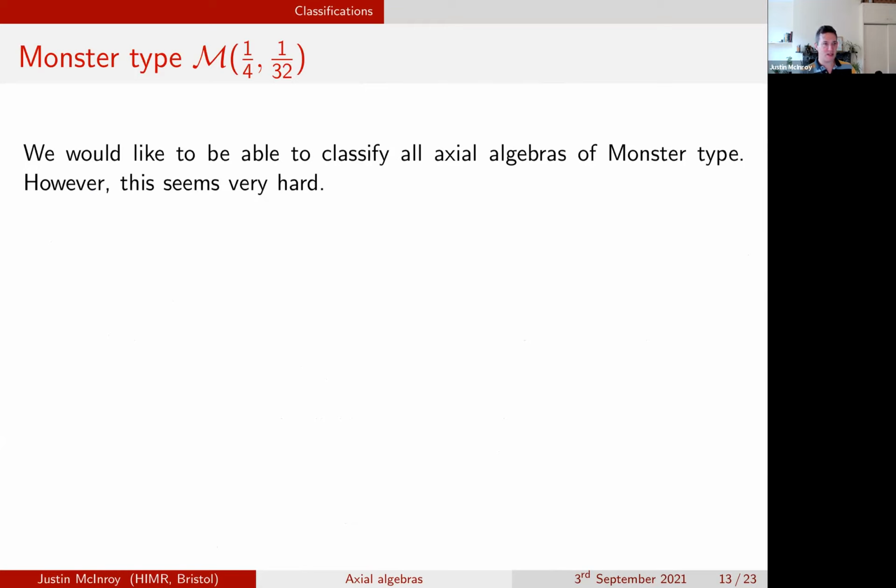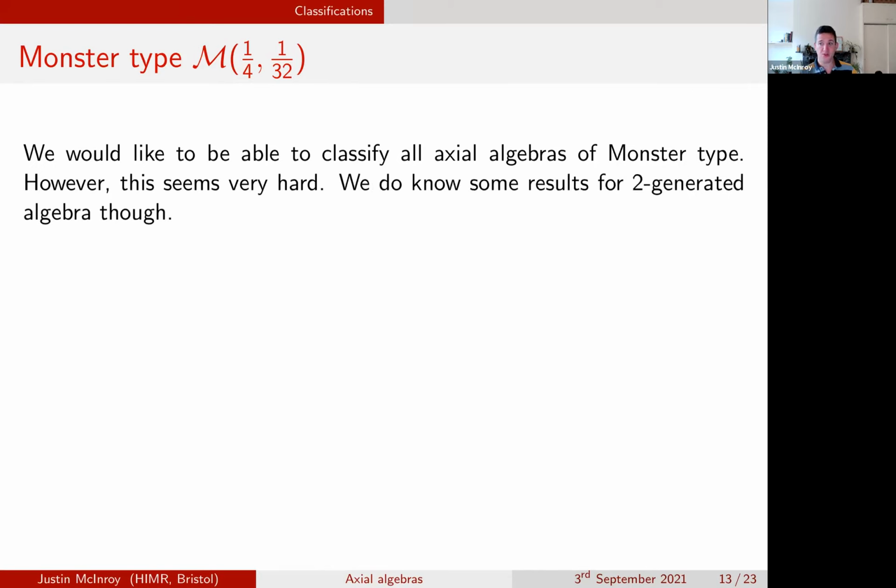Okay, so what about the next type of fusion law? I want to think specifically about monster type (1/4, 1/32). This is the fusion law which the Griess algebra specifically satisfies. We'd like to be able to classify all the axial algebras of monster type, actually for monster type alpha, beta. But even in this case, for (1/4, 1/32), this seems very hard. I don't think we really have any good ideas for how to attack this.